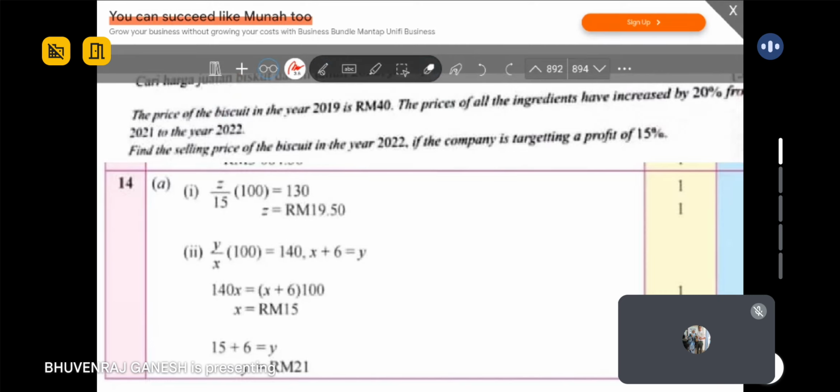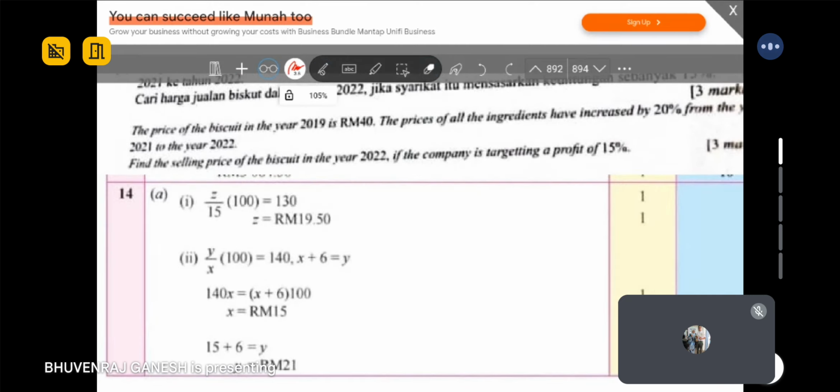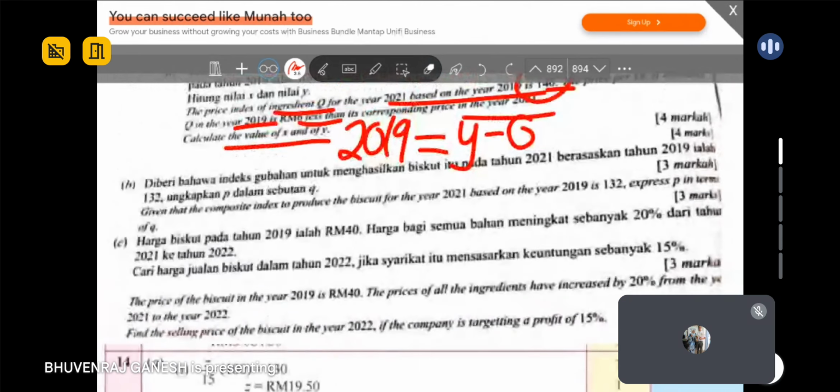Boleh? 1 or 2? 1 atau 2? Boleh kan? Okay, next one.